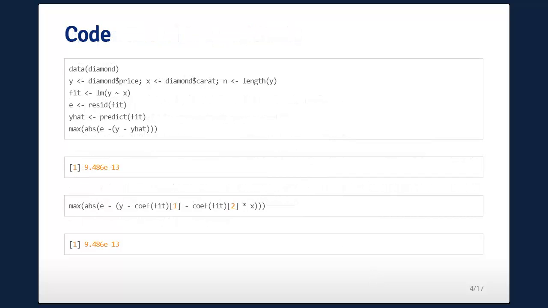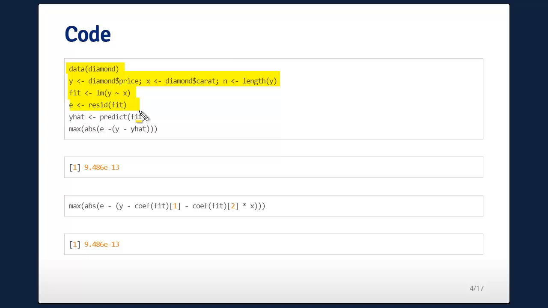So let's create our residuals for the data set that we've been working with. We're going to use the diamond data, where carats are the predictor and diamond price in Singapore dollars is the outcome. Here I've just defined my y and my x so I don't have to keep typing the data set name when I fit lm. So my fit is just lm of y tilde x.